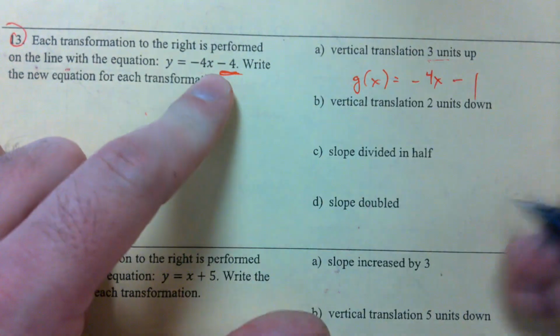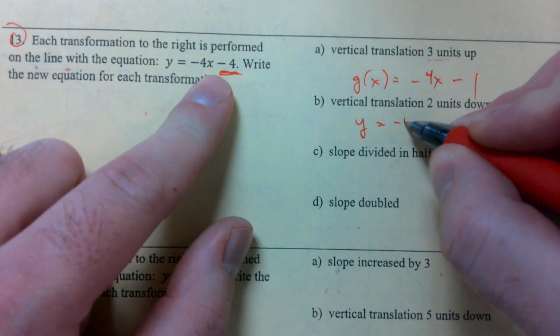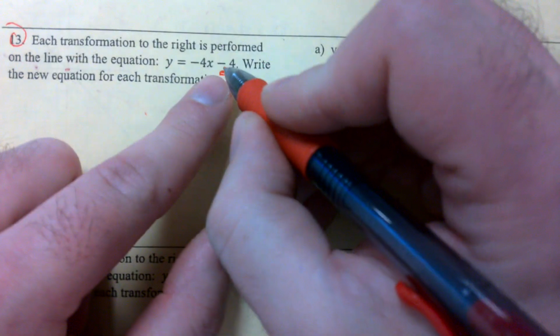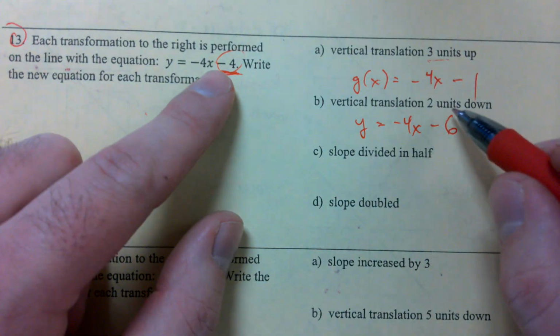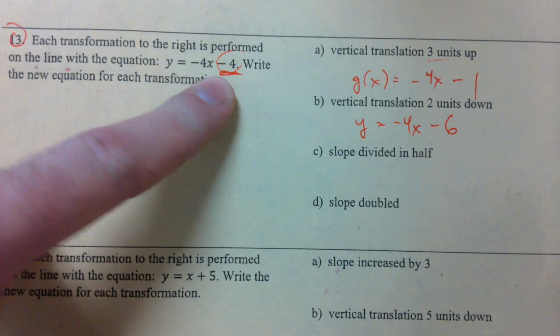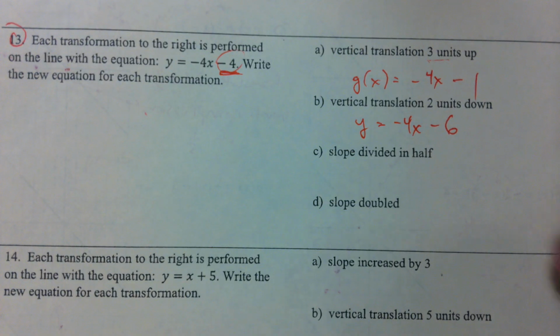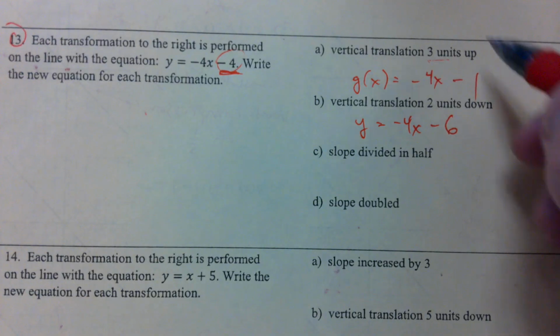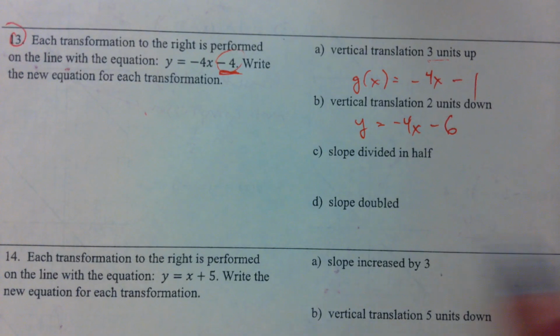Right? What if I translate this 2 units down? What's going to happen to my y-intercept then? It's going to turn to a -6. So my y-intercept is -4. I drop it down 2 spaces. Now my y-intercept's at -6. Right? Each different question, I'm going back to the parent function, back to the parent function. I'm not building off the previous equation. I'm going back to the original.